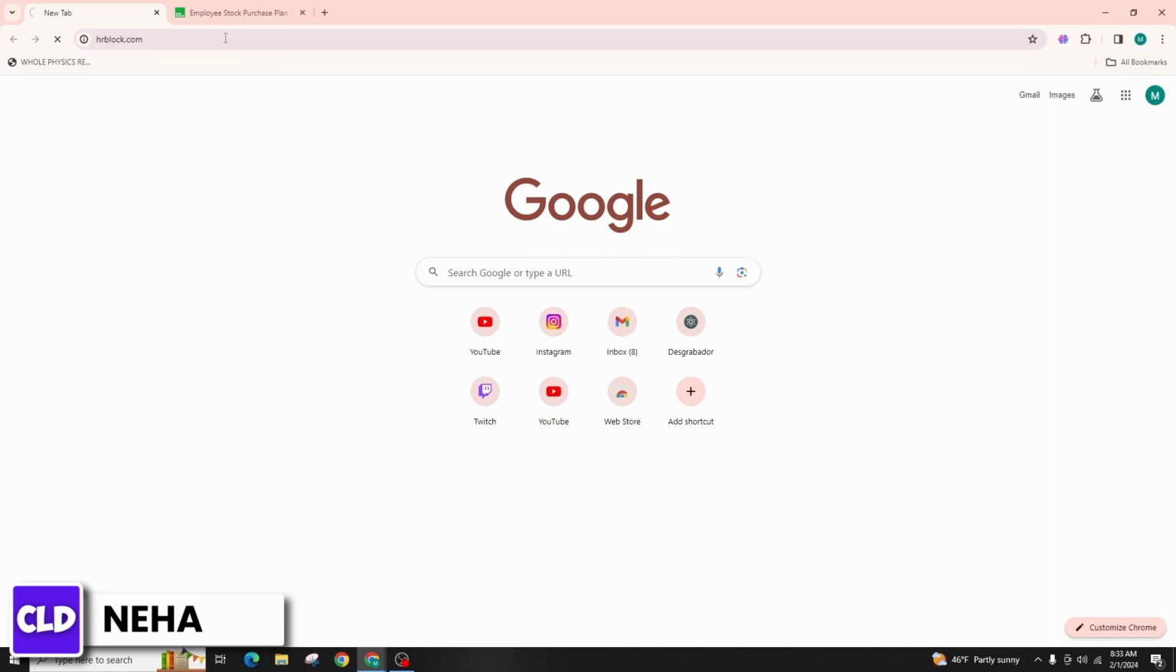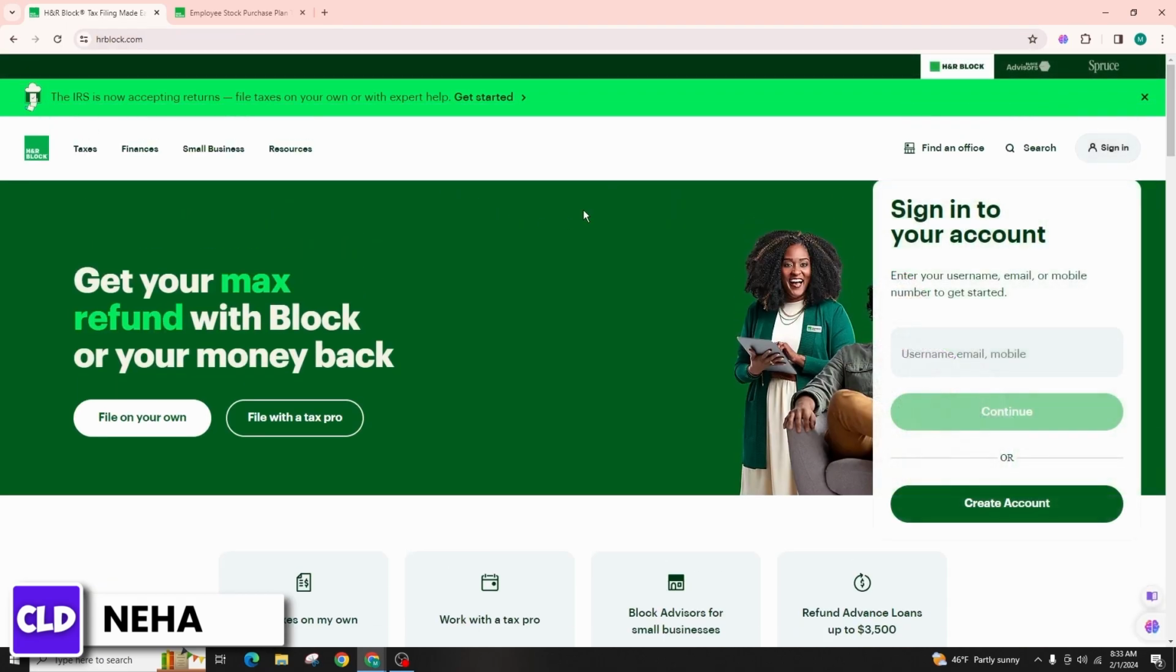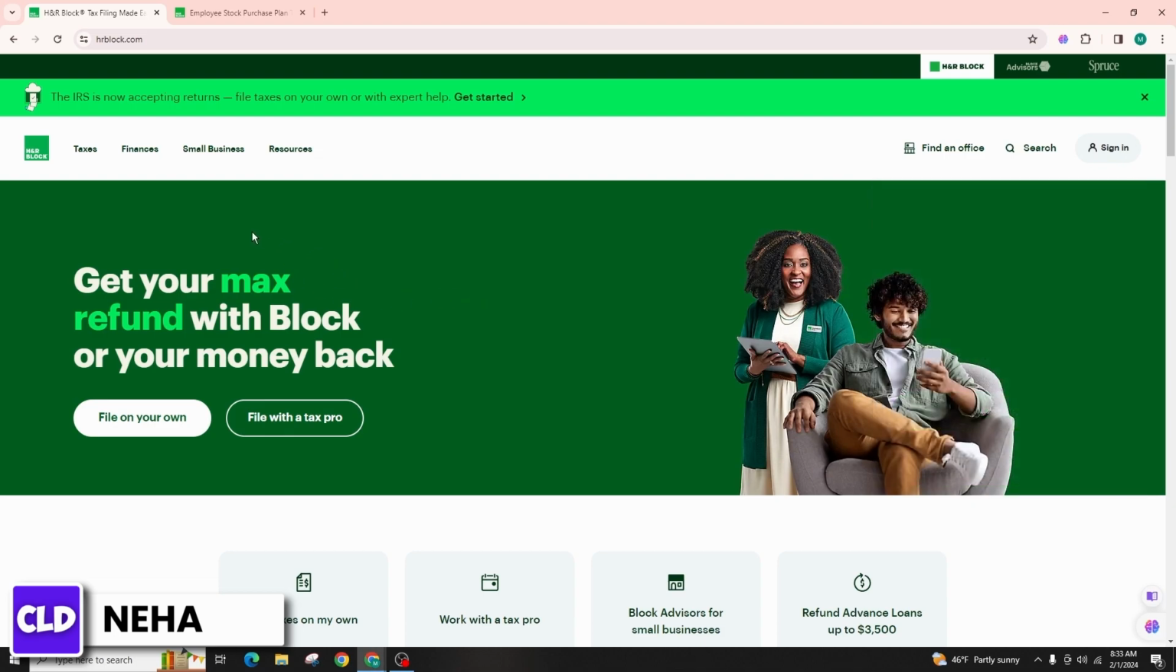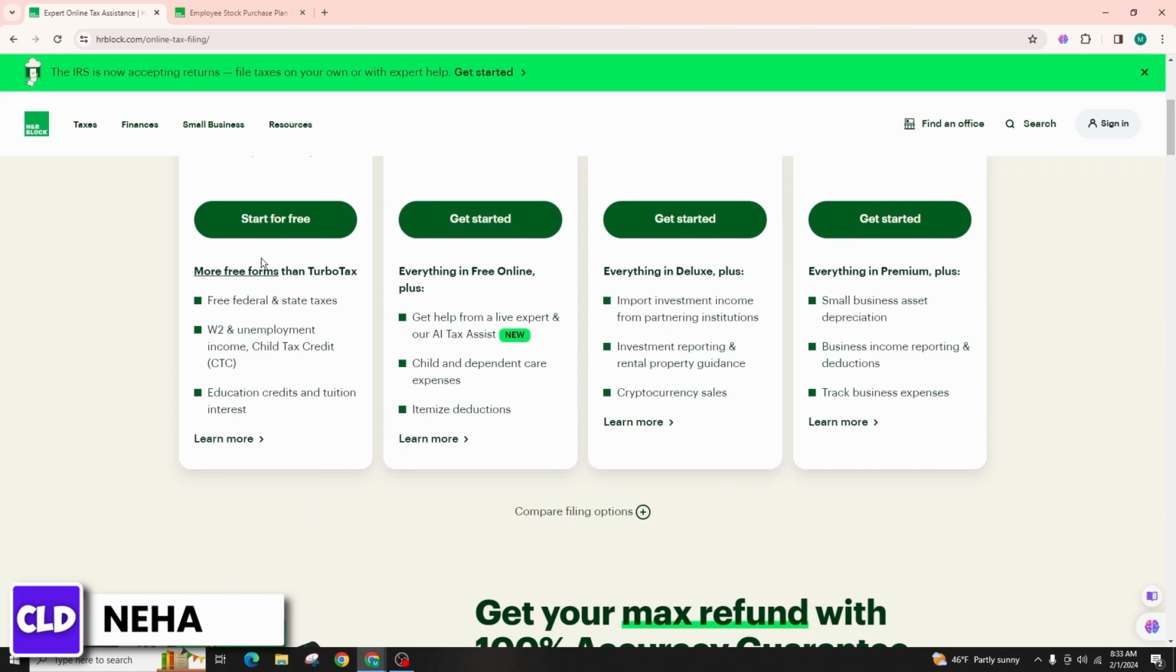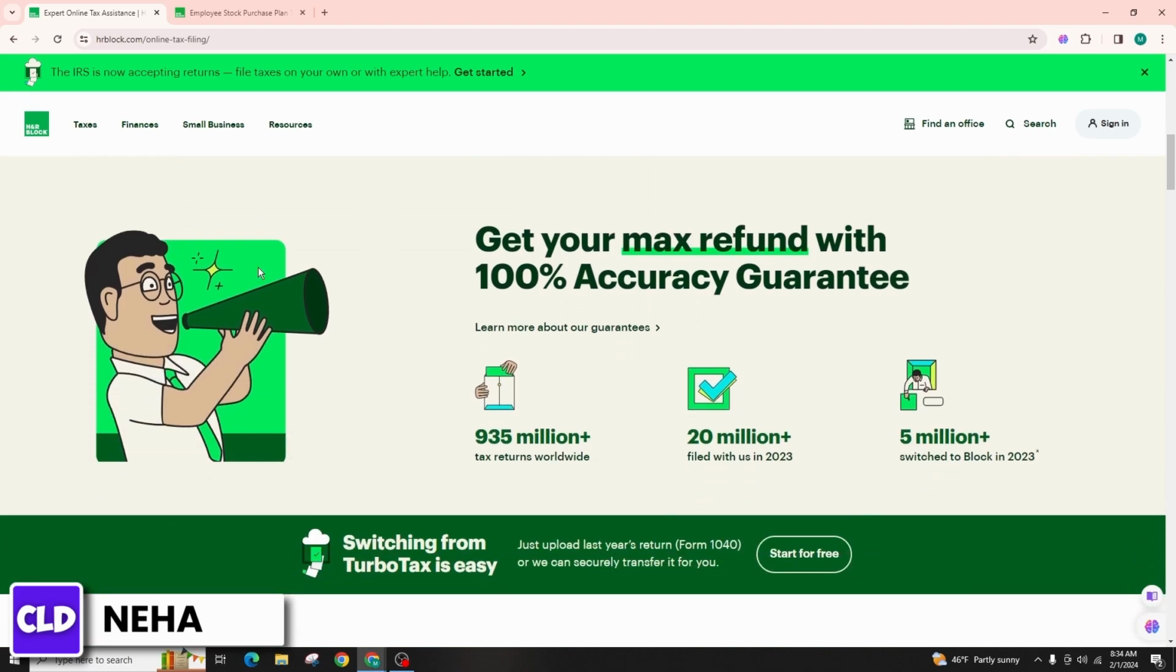Next, log into your H&R Block account and navigate to the section of the tax return where you report investment income or capital gains. This section may be labeled investment income or stocks, mutual funds, bonds, or other, depending on the version of the H&R Block software you're using.